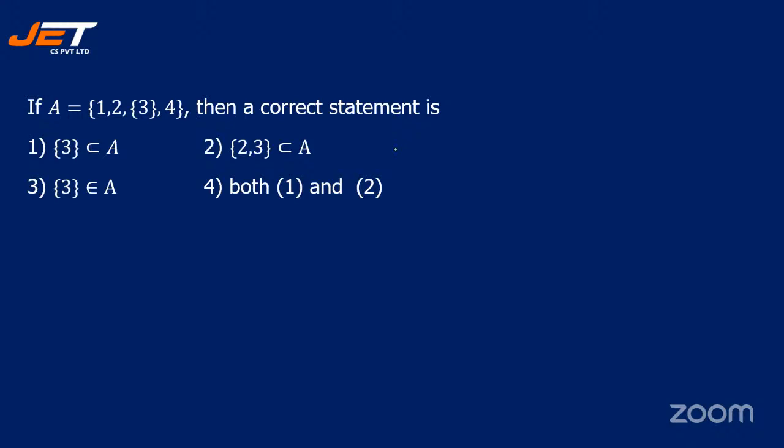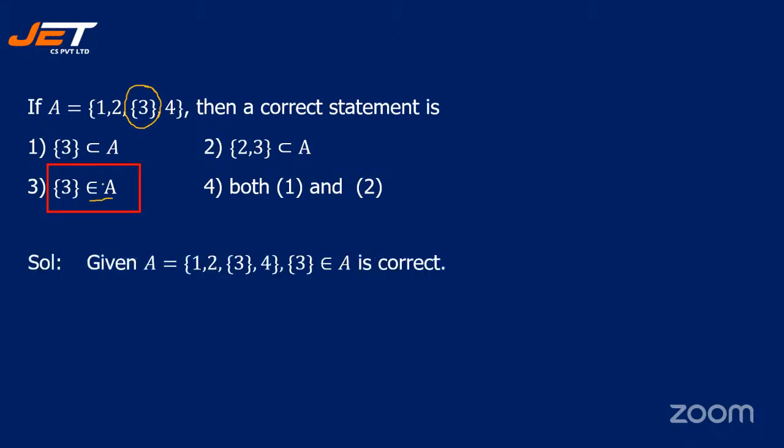All right, I'm sure the question would have been very clear by now. Let's see: 3 is an element of A. So you can see here, we have a 3 within curly brackets, and a separate element 3. So that is the correct statement: 3 is an element of A.